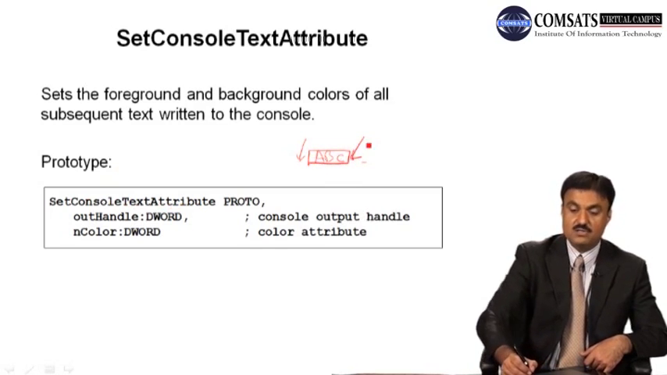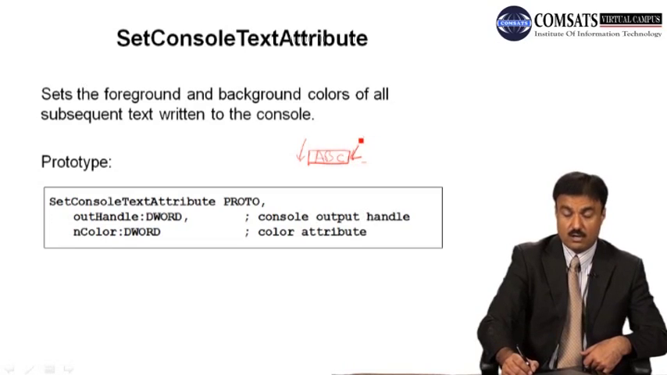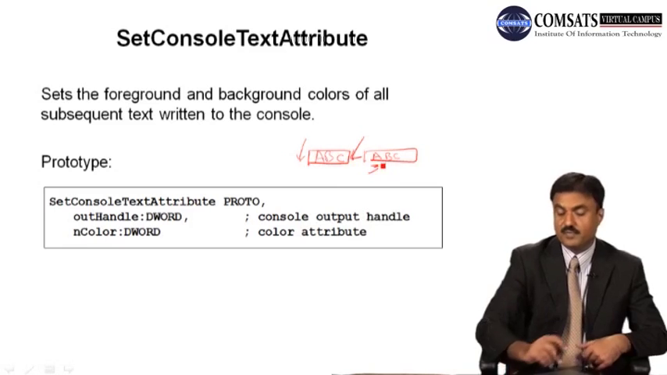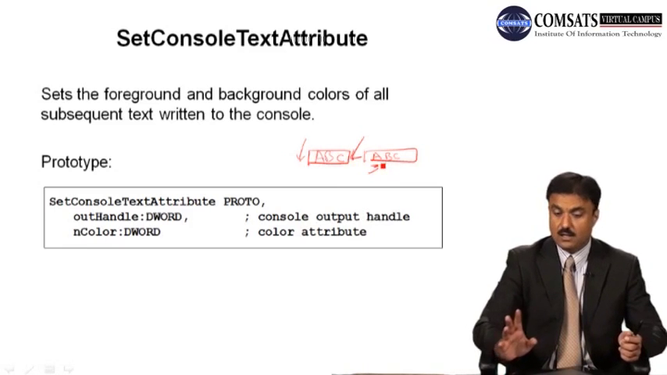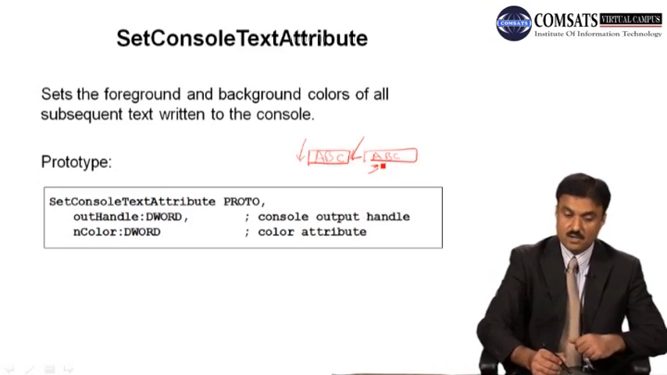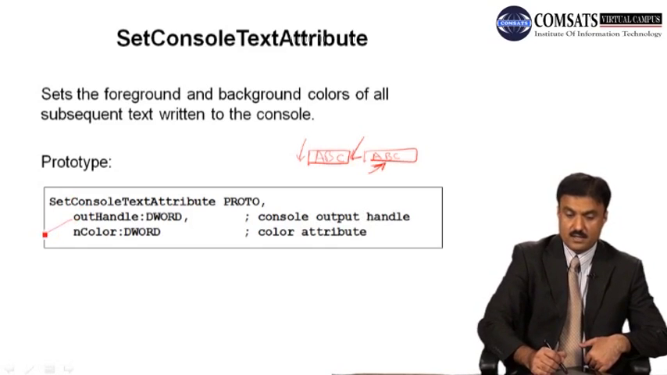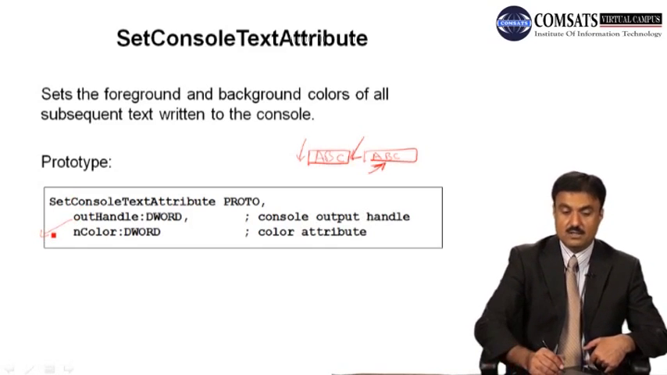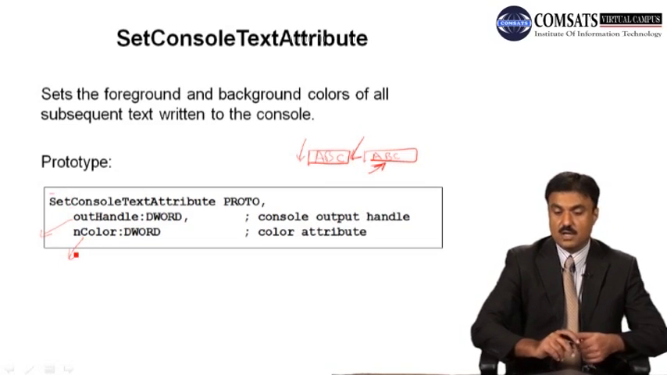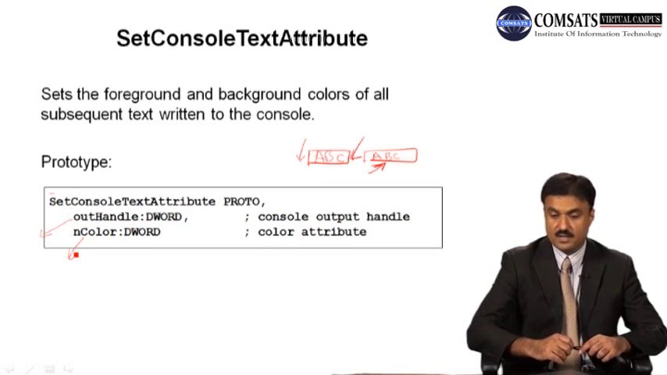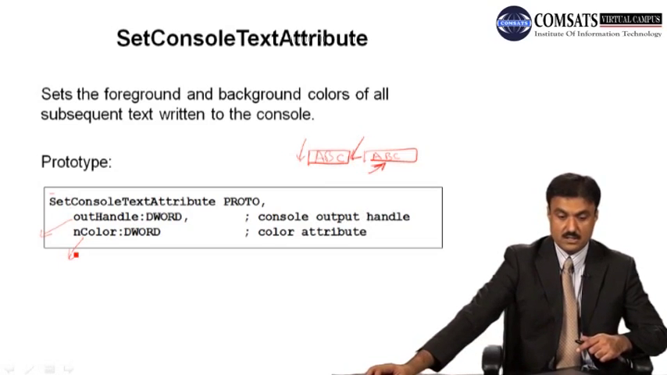After that, again, if you want to change any color, foreground or background, and then you are writing ABC, then this color will be changed for this only and so on. So here there are two parameters. The first parameter is the console output handle, and then this one is the color attribute. The color attribute will define the foreground color which you are using here.